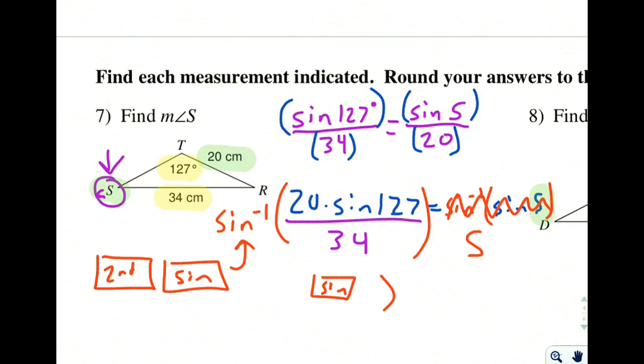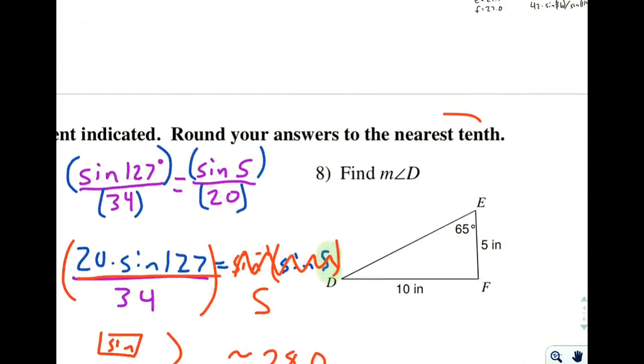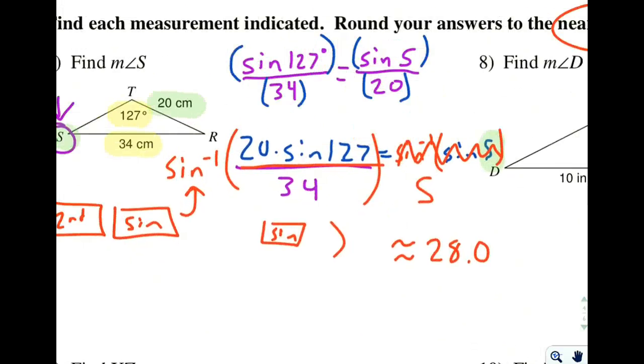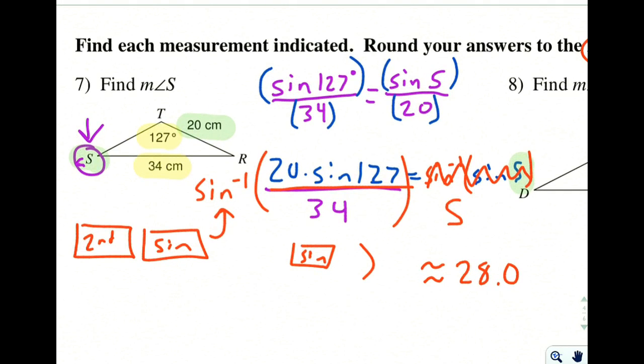Then once you have that, you do divided by 34, because remember, a fraction bar is just a division sign, so divided by 34. Close your final parenthesis that was started by the inverse sine, hit enter, and you should get something that is approximately 28.0. We're rounding to the nearest tenth, so 28.0 is going to be our answer.